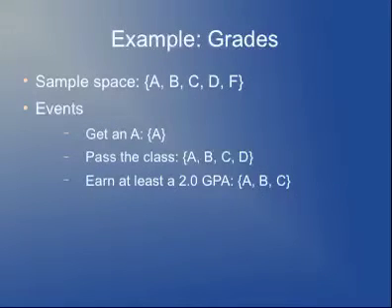Another example would be letter grades in an undergraduate course. Your sample space would be A, B, C, D, and F, and you can talk about various events that would be subsets of that sample space. You can talk about the event where you earn an A, an event where you pass the class, that is, get any grade other than F, so the subset is A, B, C, D, or an event where you get at least a 2.0 GPA, which would be the subset containing A, B, and C. Hopefully straightforward enough.